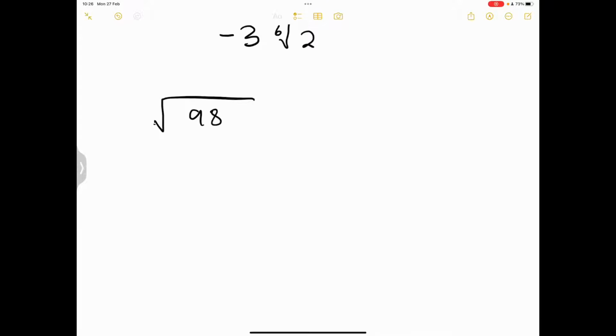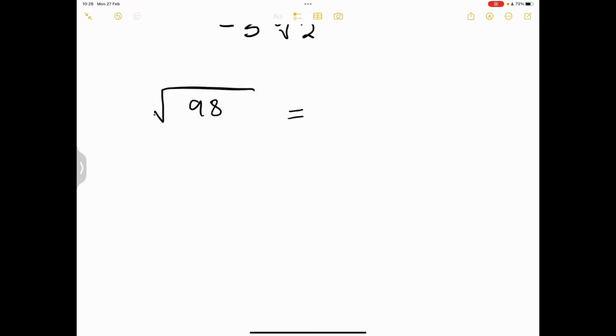Right, if I say the root of 98, now you must find a way to break the number. If it's an irrational number, you break it down into a prime number and a perfect square. That always works wonders, right? Prime number and a perfect square.